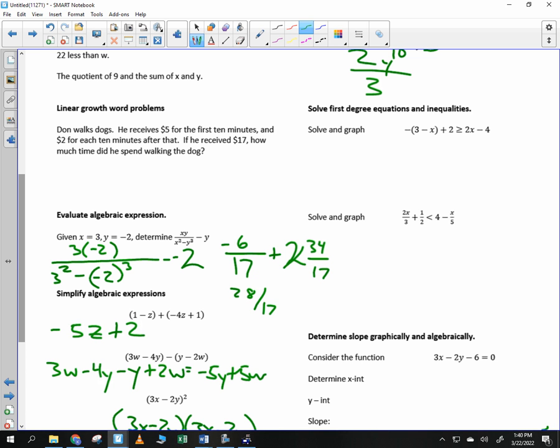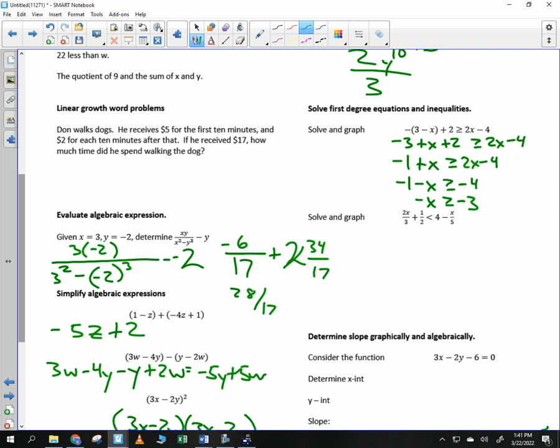I'm going to start by distributing the negative. Negative 3 plus x plus 2 is greater or equal to 2x minus 4. Oh yeah, no, just like x minus 1. So negative 1 plus x is greater or equal to 2x minus 4. So we subtract the x over. The 2x is over. I get negative 1 minus x is greater or equal to negative 4. As I add the 1, I get negative x is greater or equal to negative 3.